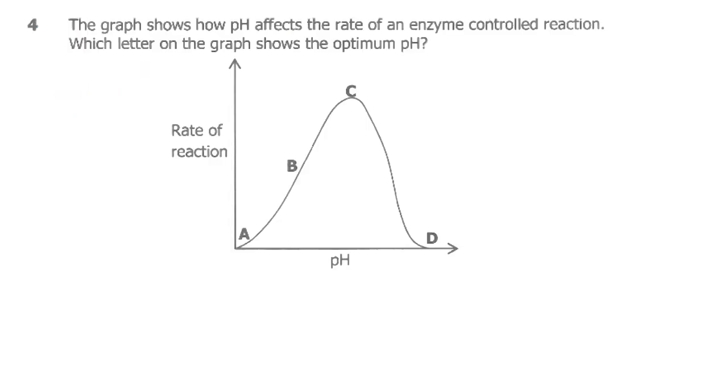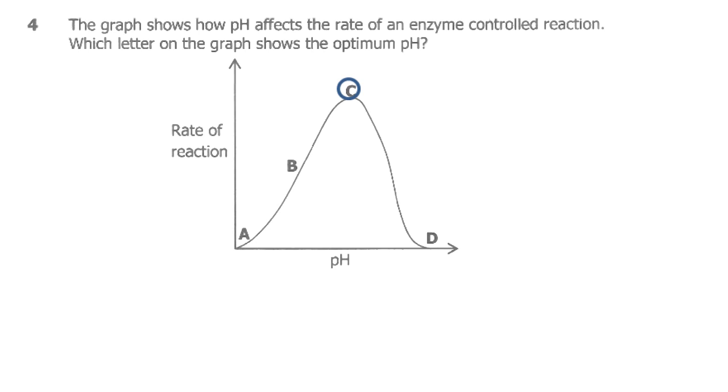Question number 4. The graph shows how pH affects the rate of an enzyme controlled reaction. Which letter on the graph shows the optimum pH? So we can see our optimum pH will be C, since C is where the reaction is doing the best. So the optimum pH will be at C.